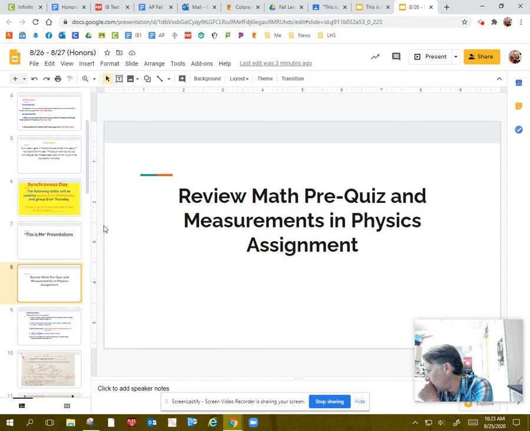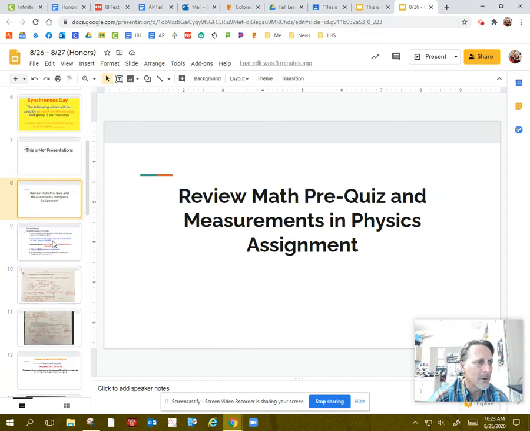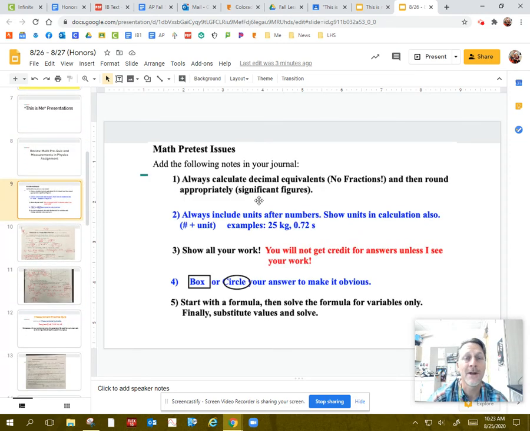All right, and so next thing, a couple of things to note. As far as the math pre-test goes, some of the issues that we often see with these are we have certain conventions we want to meet in physics, and you should always calculate decimal equivalents and not fractions when you're reporting numbers in physics. So if the number is like 3 over 4 meters per second, that makes sense, but it's better to say 0.75. We're going to do significant figures later in the year, but you'll want to use significant figure rules when you report numbers too.